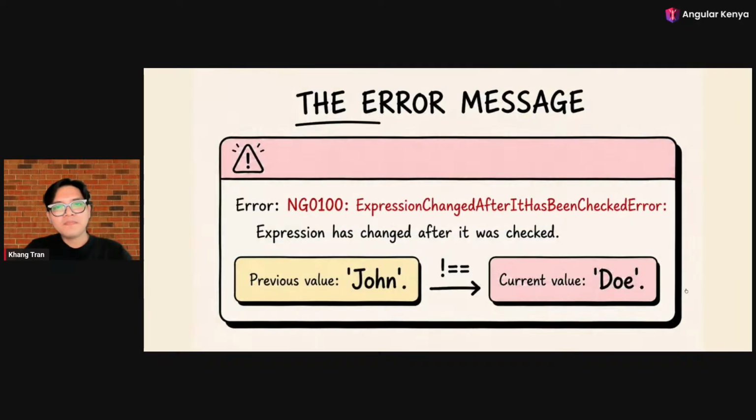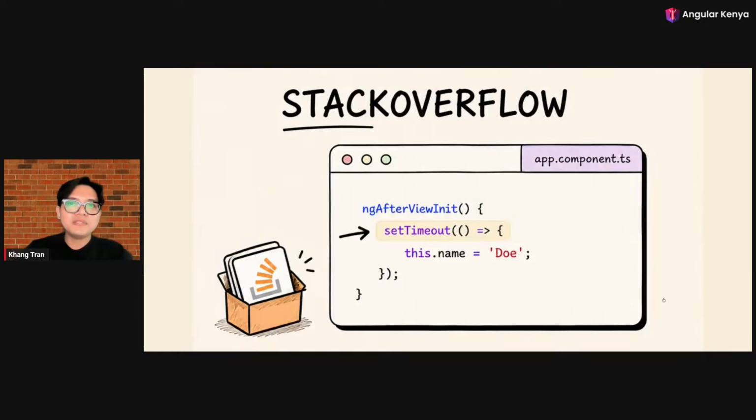The journey started with this kind of error message. If you have been working with Angular for a while, I bet you have encountered this kind of error at least once: the expression changed after it has been checked. When it happened to me, I had no idea what Angular was actually complaining about. So I went to Stack Overflow and found a solution: wrap the mutation in a setTimeout. I tried it and the error disappeared like magic.